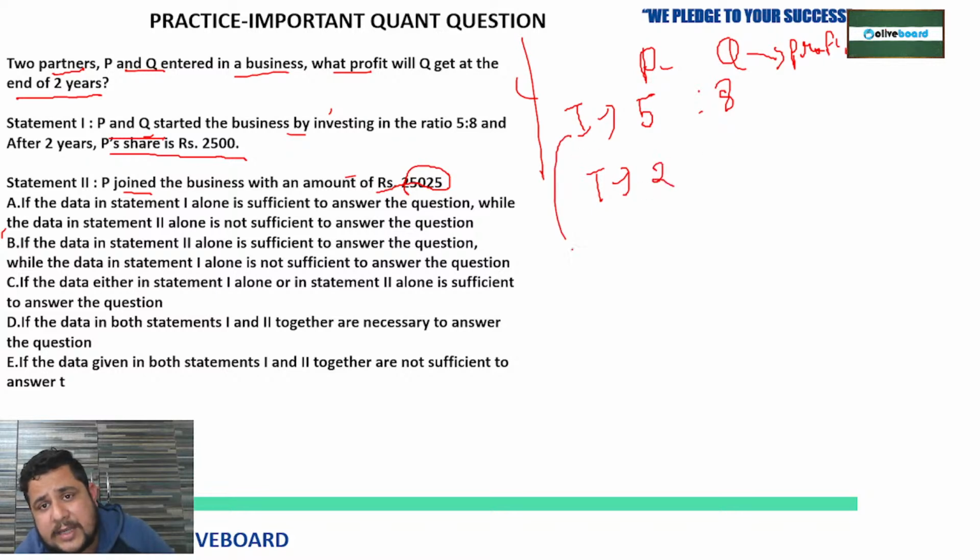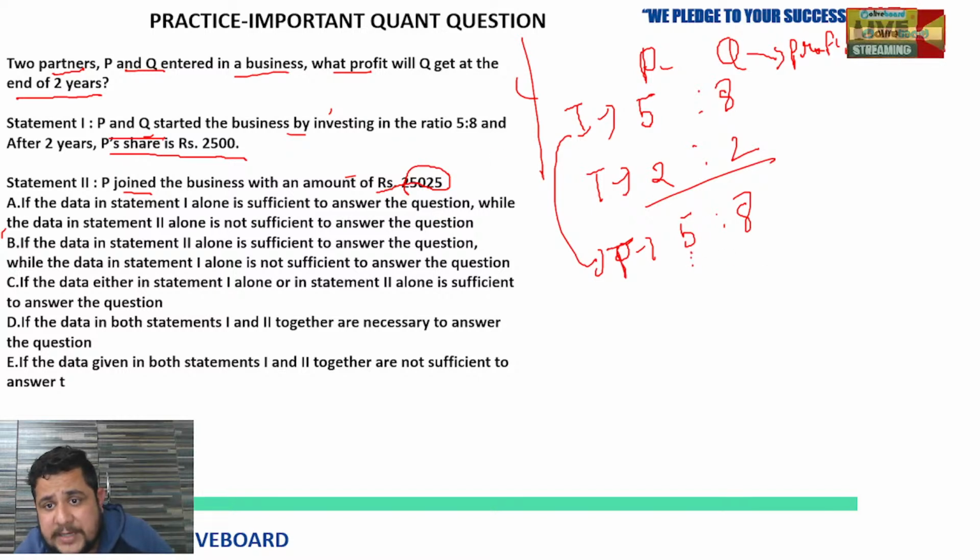When time is the same, investment ratio is directly equal to profit ratio. So 5 is to 8, because time is the same here. Now, P's share in the profit is what? P's share is 2500. So 5 parts of the profit belongs to P, and we know that it is equal to 2500.